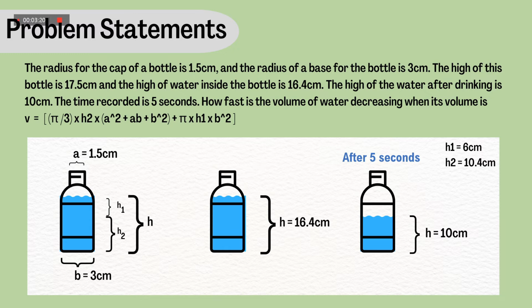How fast is the volume of water decreasing when its volume is V equal open bracket pi over 3 close bracket multiply h2 multiply open bracket a power 2 plus ab plus b power 2 close bracket plus pi multiply h1 multiply b power 2 close bracket.